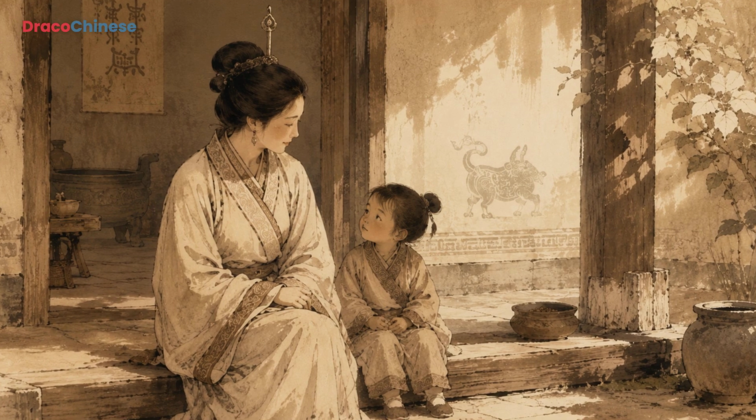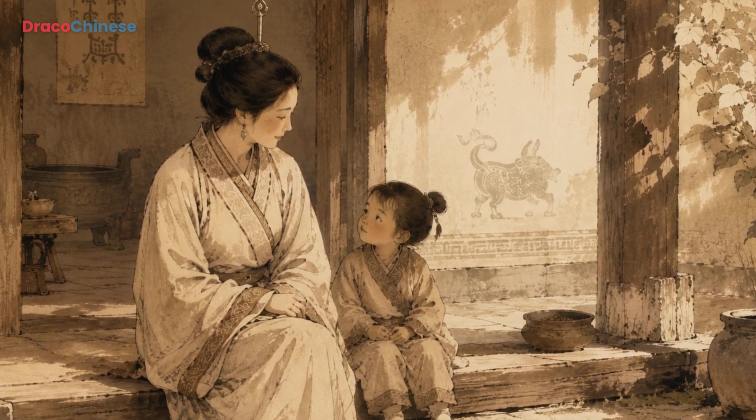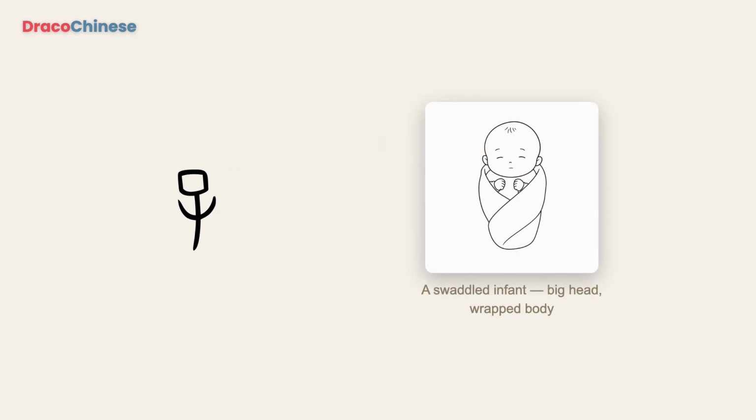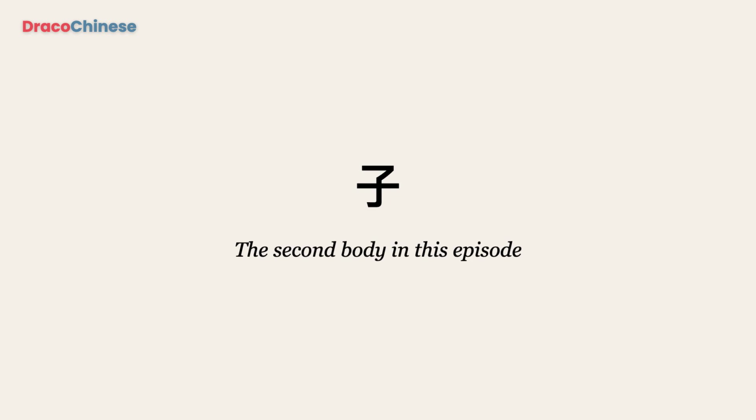Now let's bring in a second body, one that's about to show up next to almost everything else in this episode. New shape. What do you see? A baby, head too big for its body, the way every newborn actually looks, wrapped up tight. This is 子 child. 子 shows up on its own. 孩子 Child. 儿子 Son. But its real job in this system is showing up next to other shapes. Watch what happens when we put 女 next to 子.